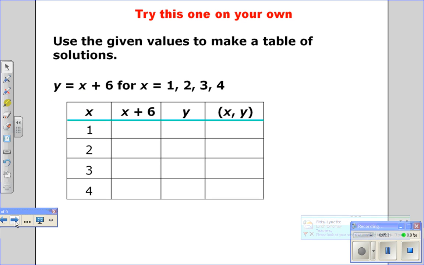Then I want you to do this one on your own. Again, following the exact same process that I showed you. And if you need to go back and look at the other example or go back and listen to me talk a little bit on that last example, that is an option that you have. So these, again, are the numbers that you are plugging in for X. So again, pause the video and work that problem out.